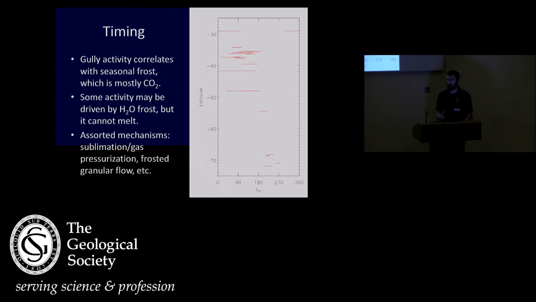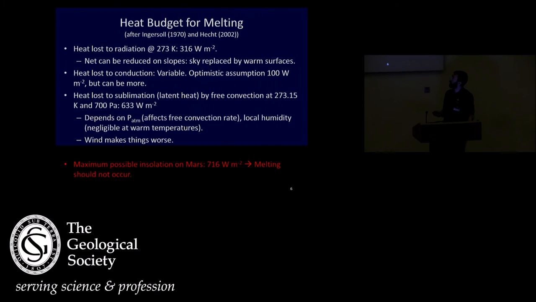Frosted granular flow was suggested by Chris Hugenholtz in 2008, which could work with either H2O or CO2 frost. So there are a number of possible processes that may be driving this, and it's entirely reasonable to think that they're all involved in some amounts in some place. Now, water frost may be involved in some activity as well. Matthew Vincendon yesterday was mentioning that some of the bright deposits have detections of water frost but not CO2 frost.